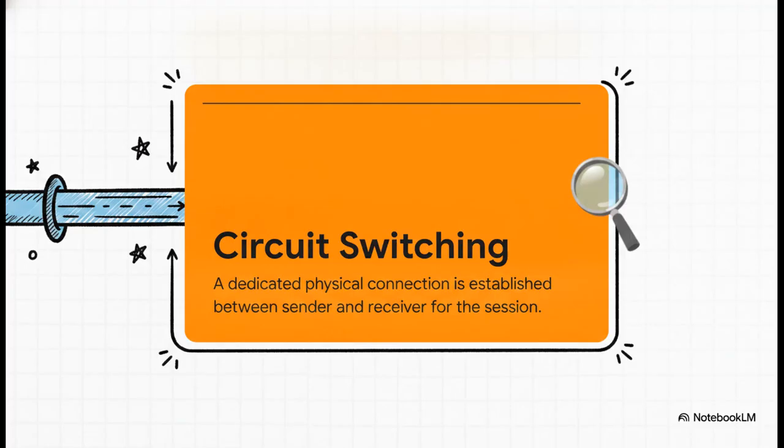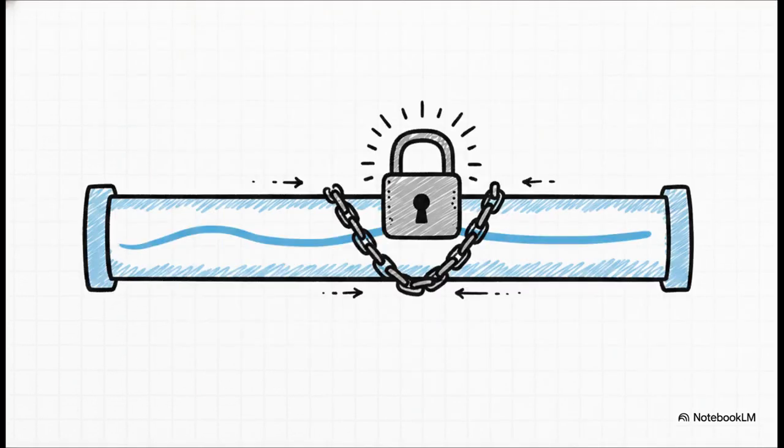Let's start with circuit switching. This is a method where a dedicated physical connection is established between a sender and a receiver for the entire duration of a communication session. I want you to think of it like a continuous, unbroken pipe that is held open just for your data for literally as long as you need it. Let's look at exactly how this operates under the hood.